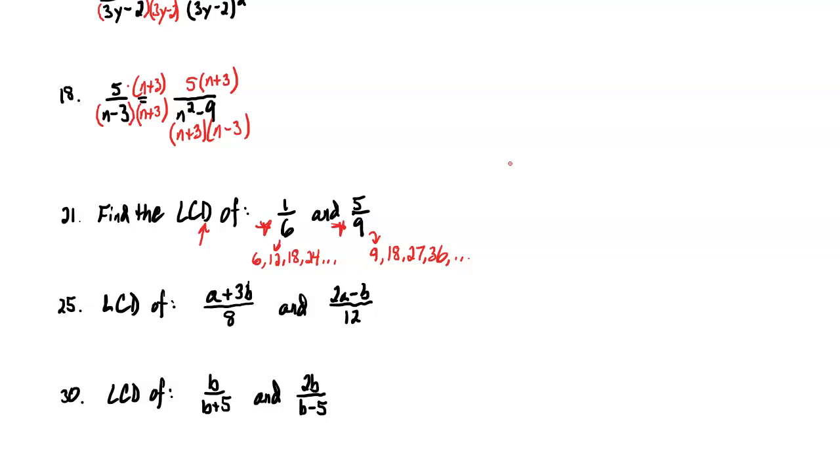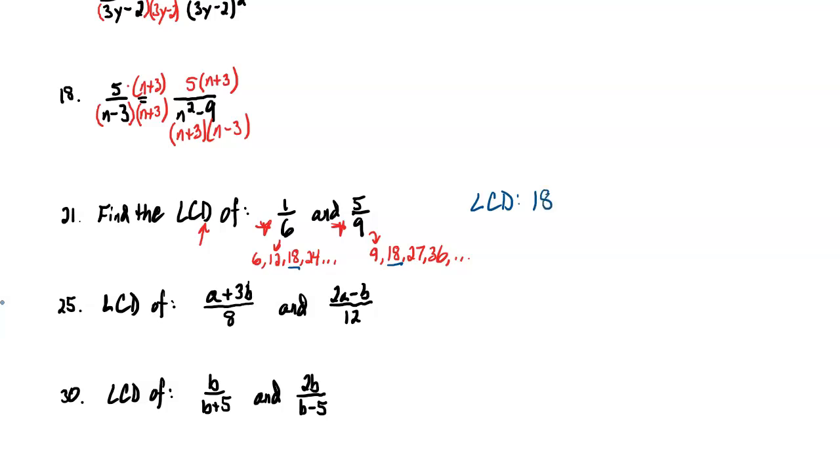Now we're looking for the least common multiple of 6 and 9. What is the least number that's common to both lists of multiples? That is the number 18. The least common multiple of 6 and 9 is 18. That is the least denominator that we could choose that would be a common denominator. So we're asked for the LCD, least common denominator, and that is 18.